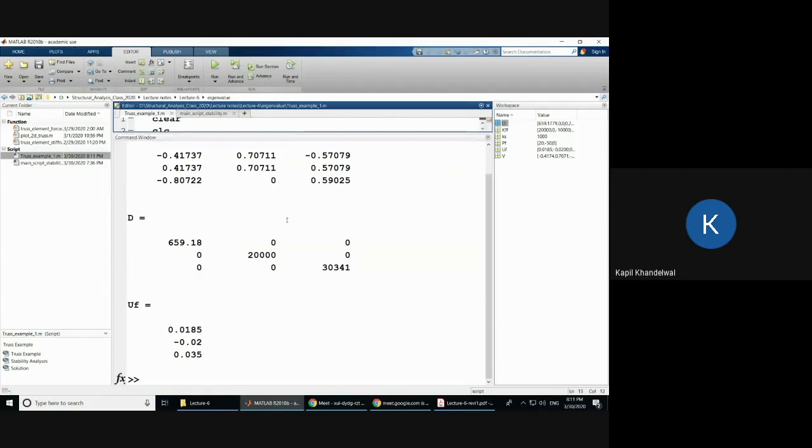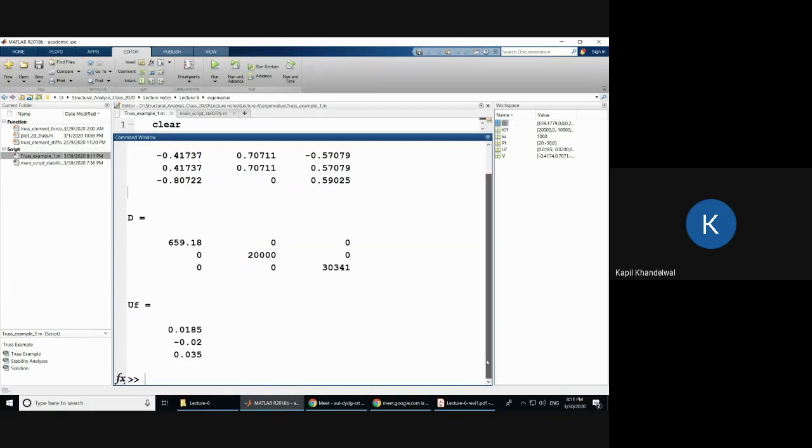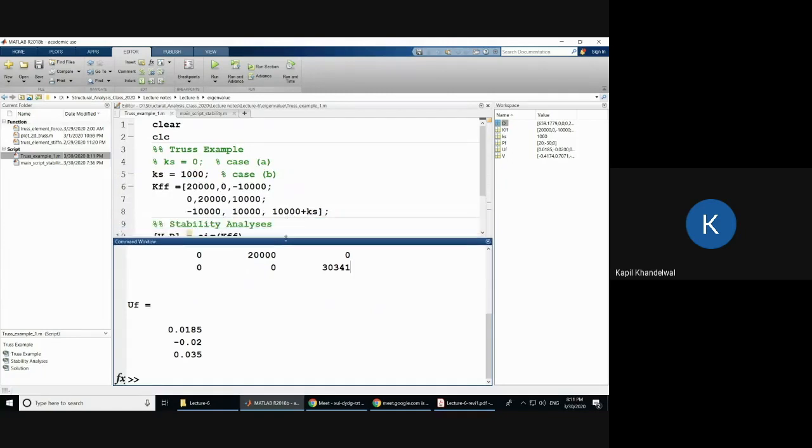You can see that in this case, these are the 3 eigenvectors. The first eigenvector is in the first column, the second eigenvector is in the second column, the third eigenvector is in the third column. And these are the 3 eigenvalues. So diagonal entries are the 3 eigenvalues: lambda 1, lambda 2, lambda 3. And in this case, the determinant is not equal to 0, and we are able to solve the system.